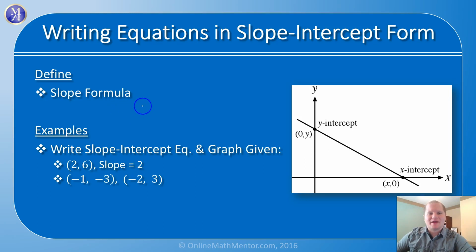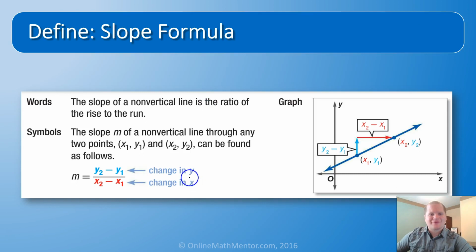But in this video, we're going to have different givens. First, I'm going to go over the definition of the slope formula, and then we're going to go into our examples. So the slope formula is simply the change of y over the change in x. If we look over here, it's simply y2 minus y1, so that gives you your vertical change, and x2 minus x1, and that gives you your horizontal change. So rise over run. Same idea.